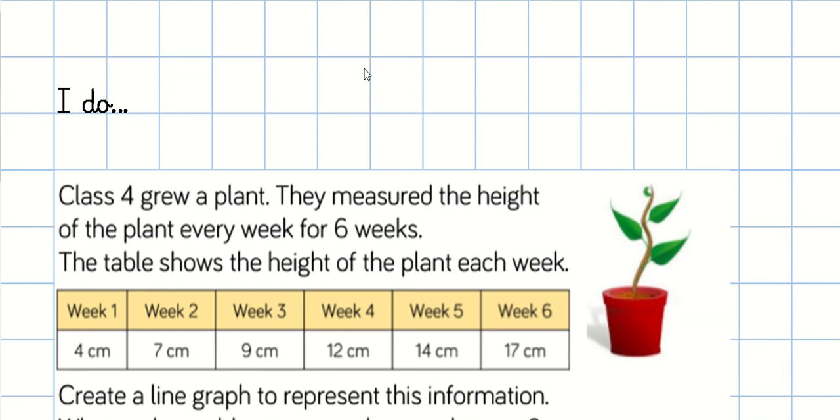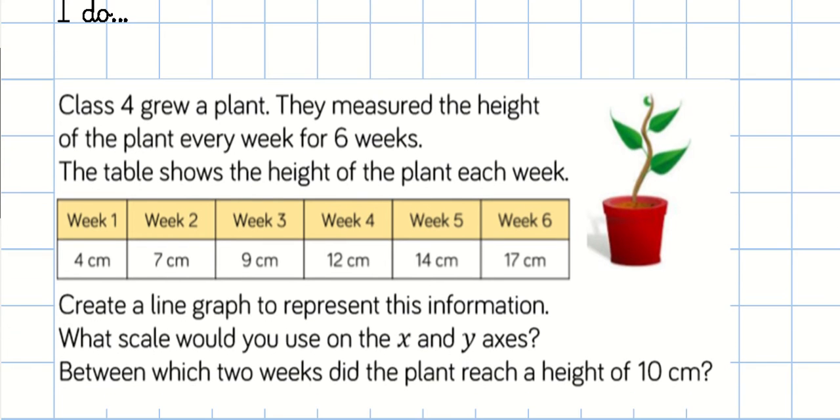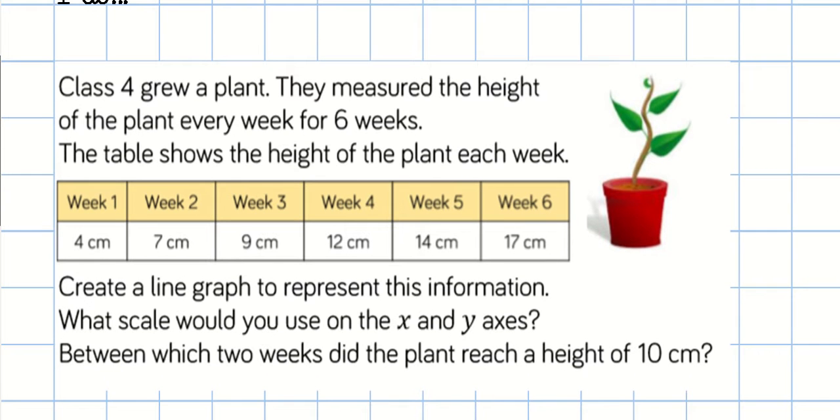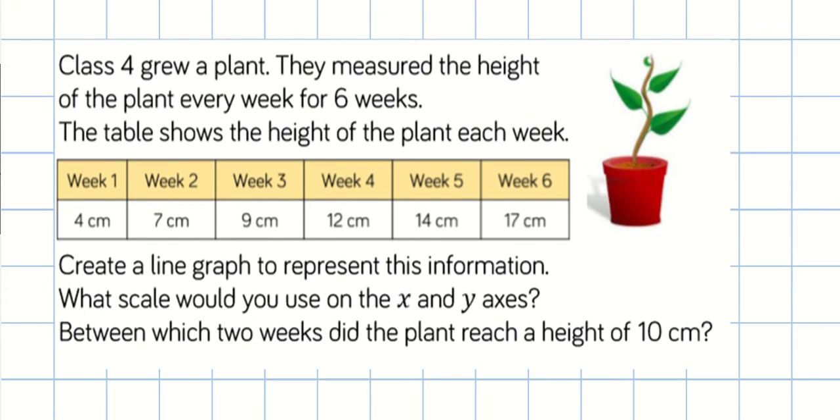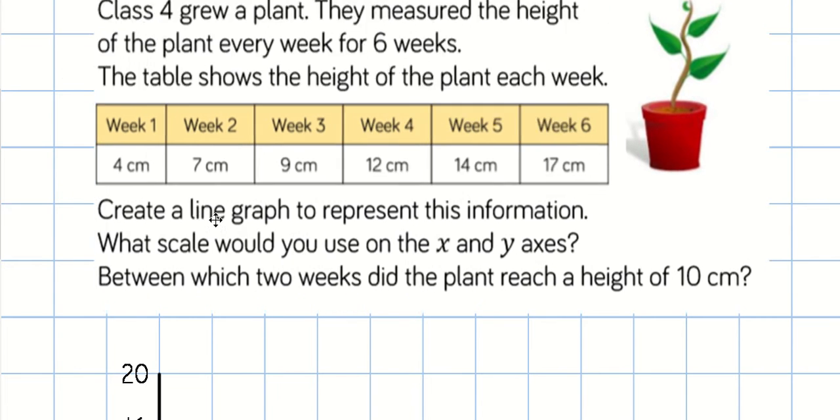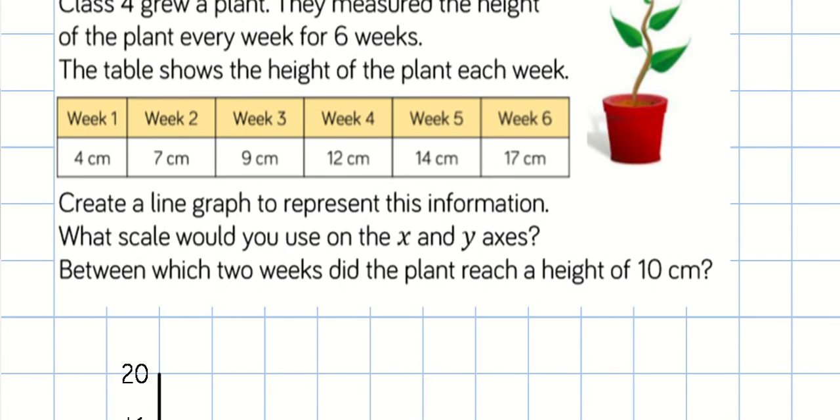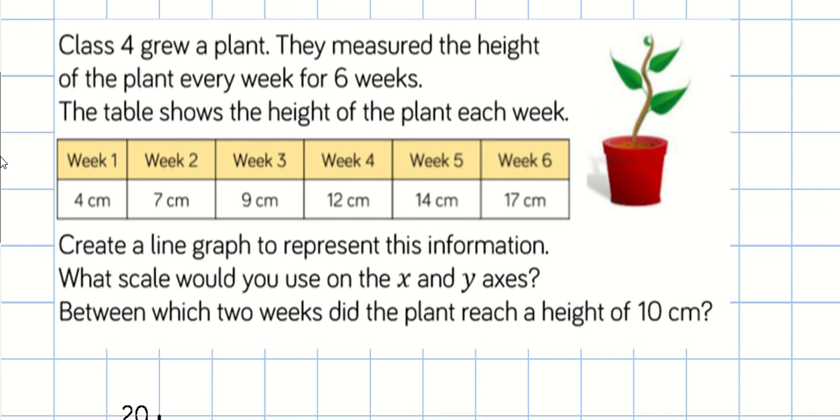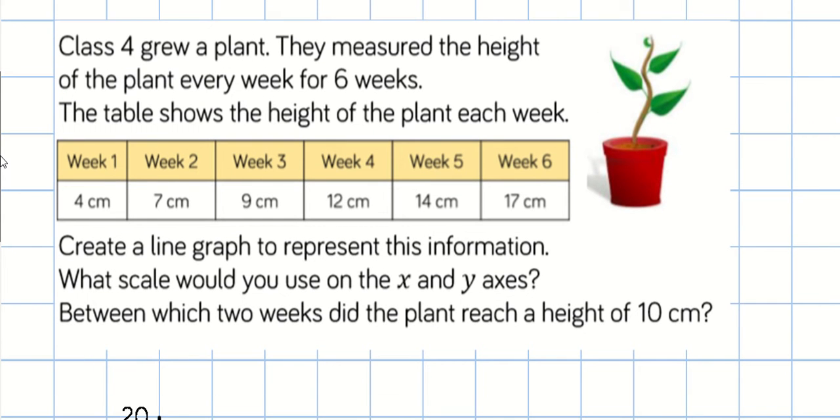Let's look at my first question. Class 4 grew a plant. They measured the height of the plant every week for 6 weeks. The table shows the height of the plant each week. Create a line graph to represent this information. What scale would you use on the x-axis and y-axis? Between which 2 weeks did the plant reach a height of 10 centimeters?